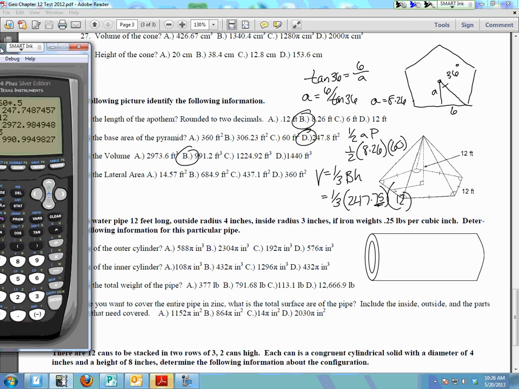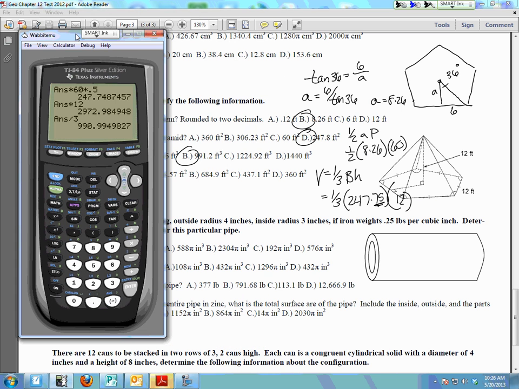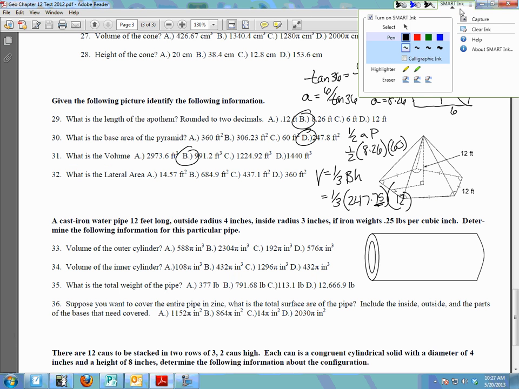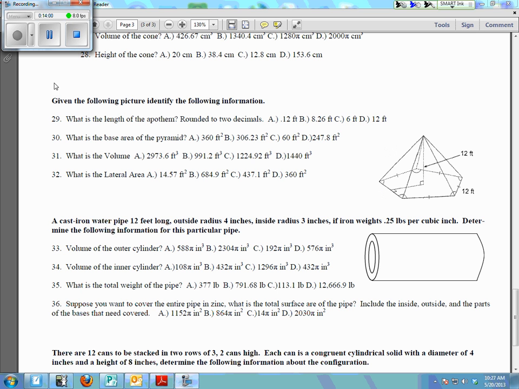The next question is, find the lateral area. Well, lateral area for a pyramid. Let me clear all this stuff here. The lateral area for a pyramid is 1/2 perimeter of the base times the slant height.